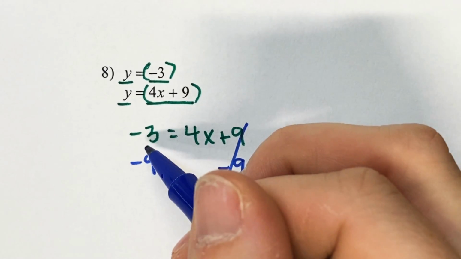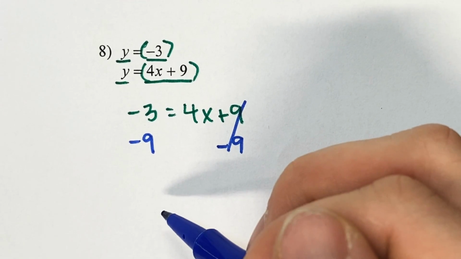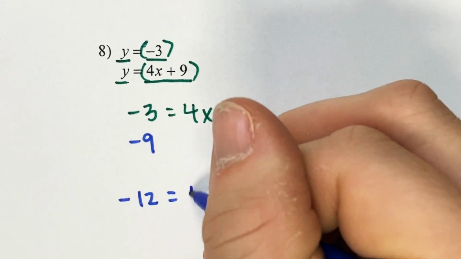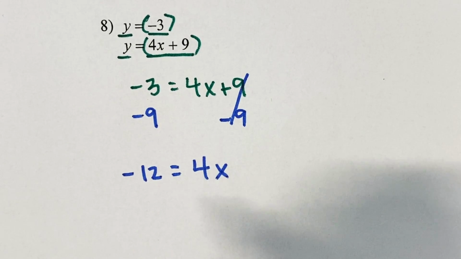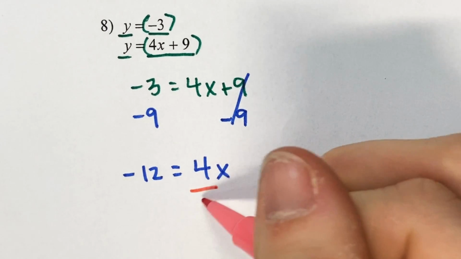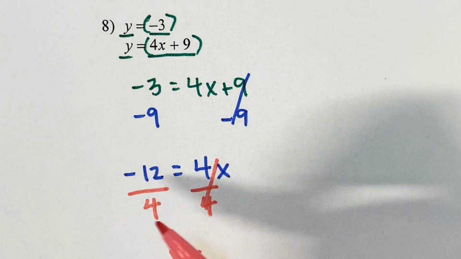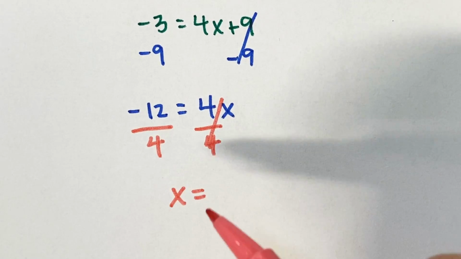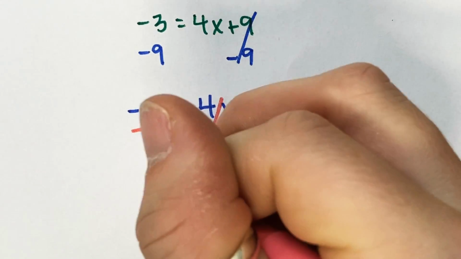So what is -3 minus 9? What do I get? -3 minus 9. -12. We're getting more negative, so -12 equals 4x, or 4 times something equals negative 12. Well then what is the opposite of times by 4? Divide by 4. And our last step to get x by itself is negative 12 divided by 4, which is going to give me what? Negative 12 divided by 4 is going to give me negative 3.